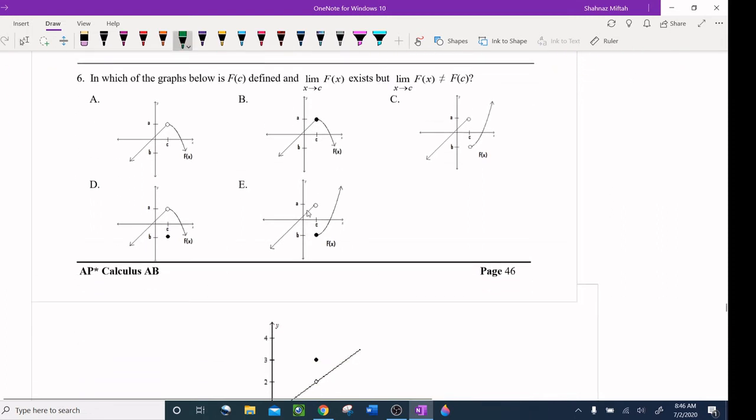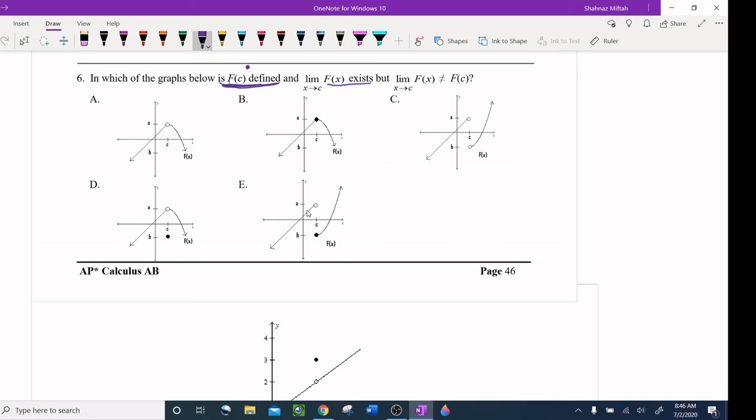In which of the graphs below is f(c) defined? Defined means, again, I'm going to say defined means closed circle, like you actually have a point. When you plug in c, you get a y value, an exact y value, okay? And this one is the limit as x approaches c, f of x exists. In order for the limit to exist, the limit as x approaches c from the left and the limit as x approaches c from the right should have exactly the same y value. In this case, they said the limit and the defined point are not equal to each other.